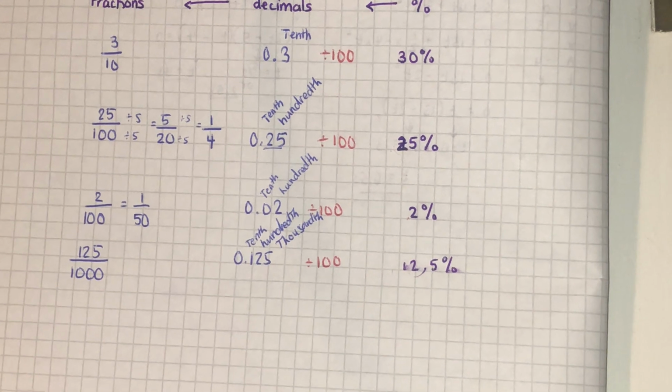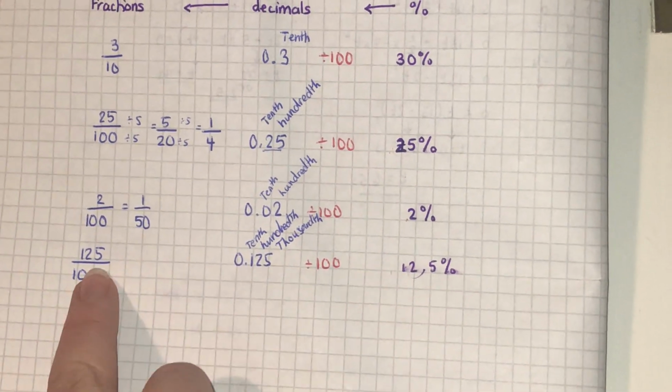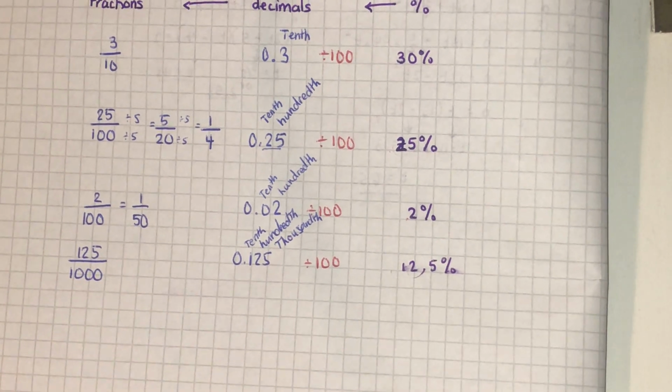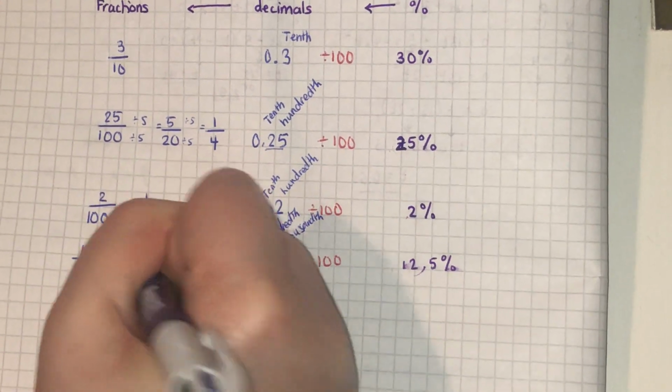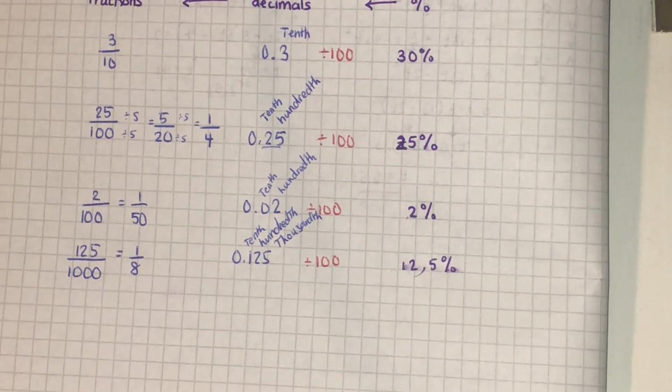Okay, so it just keeps going. So if you had 4 numbers here, it will be out of 10,000, so 1 and then 4 noughts. And this does simplify to 1/8, by just continuously dividing by 5.